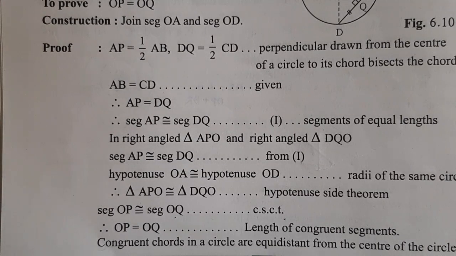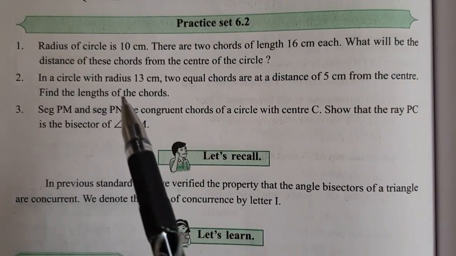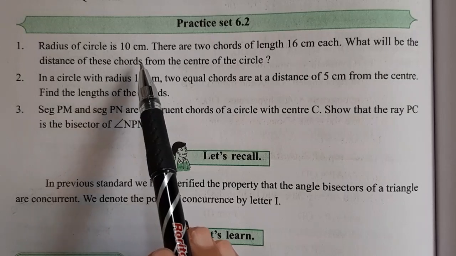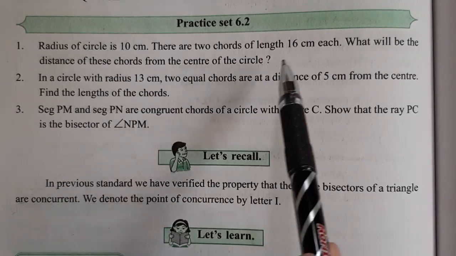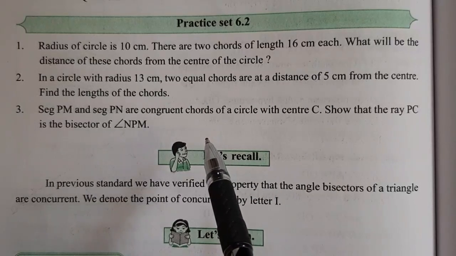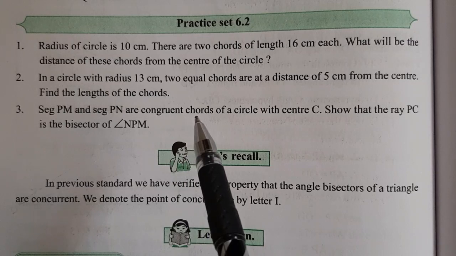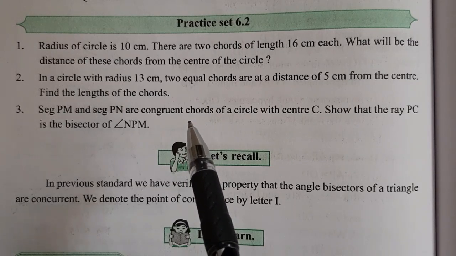Now, based on this theorem, we will solve exercises. We will discuss practice set 6.2. See the first example. The radius of a circle is 10 cm. There are two chords of length 16 cm each. What will be the distance of these chords from the center of the circle? We have to find the perpendicular distance of the chord from the center.